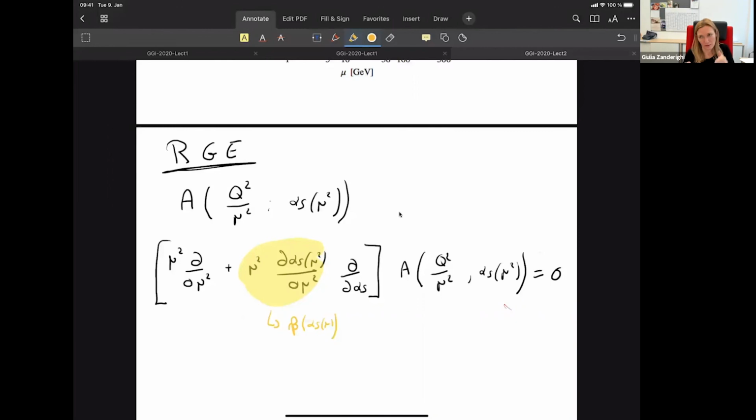The problem is that you have these emissions before the hard scattering. So what you do is you absorb these collinear emissions into a redefinition of the parton distribution function. In the same way as here we have a coupling that depends on the scale, we have PDFs that depend on the scale, because they have absorbed the collinear radiation. And even there, the way of absorbing this divergence is scheme dependent, exactly the same way as for the coupling constant and so on.